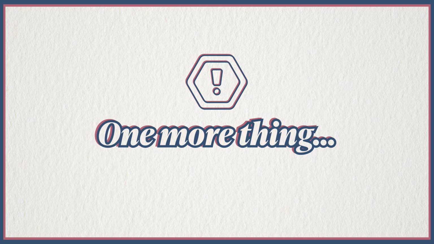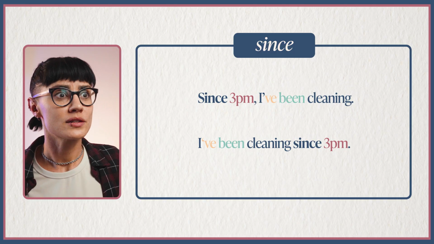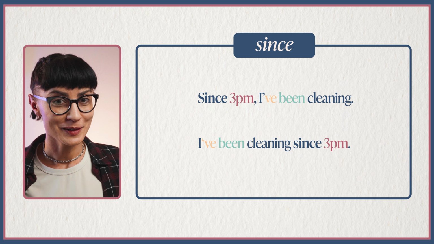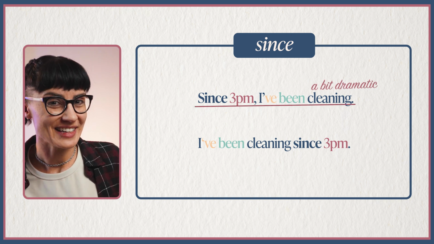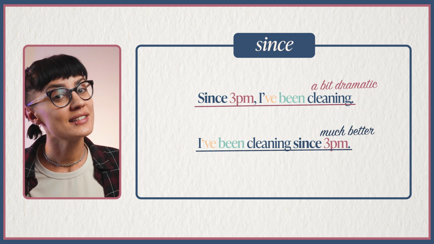One more thing to keep in mind with for and since is that they sound most natural used at the end of a sentence. I won't say it's incorrect to say, since 3 p.m. I've been cleaning, but it sounds a little bit dramatic and literary. It's much more natural to say, I've been cleaning since 3 p.m.